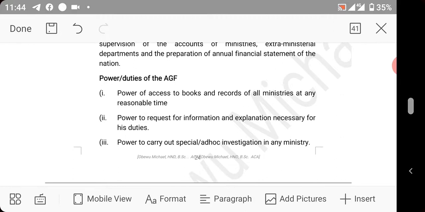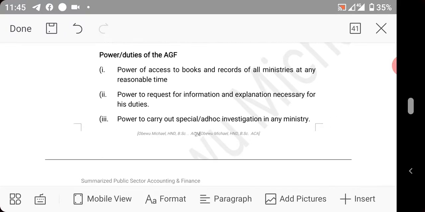Now, the powers or duties of the accountant general are actually three in number. One, he has the power to access any book at any time. Two, he has power to request for any information or explanation as the case may be. This is just practical. Even in the private sector, the financial controller or the CFO, as the case may be, will always query every payment that he is asked to make or approve. When he queries the payment, he will demand the necessary documents backing up the payments, the invoices, if any. You understand? The advance and all that. So the accountant general can request for explanation of any expenditure that has been incurred from the person in charge.